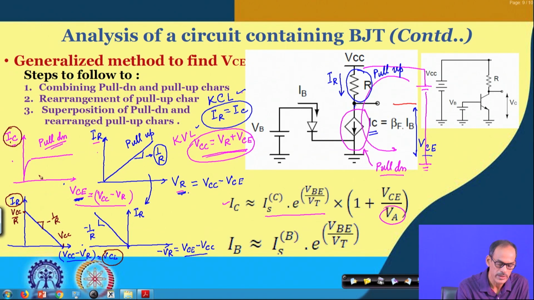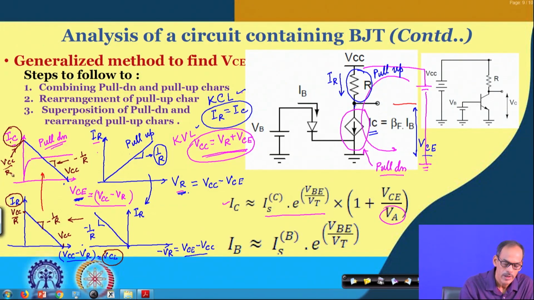So, now if we overlay these two characteristics, namely the original pull down characteristic and the rearranged characteristic, what we get is the corresponding solution point. What we get is what is normally referred to as the load line characteristic. In fact, the load line characteristic is nothing but the characteristic of the pull up element after this rearrangement, where the characteristic cuts the x axis at V_CC, and as I said, the slope is minus 1 by R. So, the slope here is minus 1 by R, and hence the point here is V_CC by R, and for this characteristic of course, the y axis is I_R.